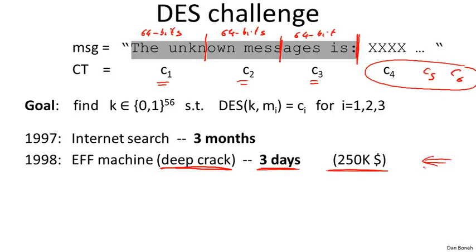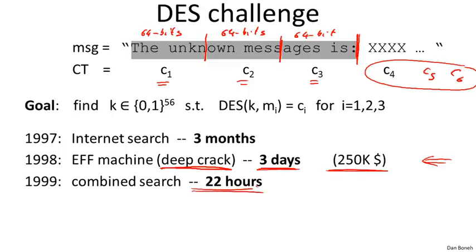The next thing that happened is in 1999, RSA issued another challenge, and they said, well, you've got to solve it in half the time of the previous solution. And so using both DeepCrack and the internet search together, they were able to break DES in 22 hours.